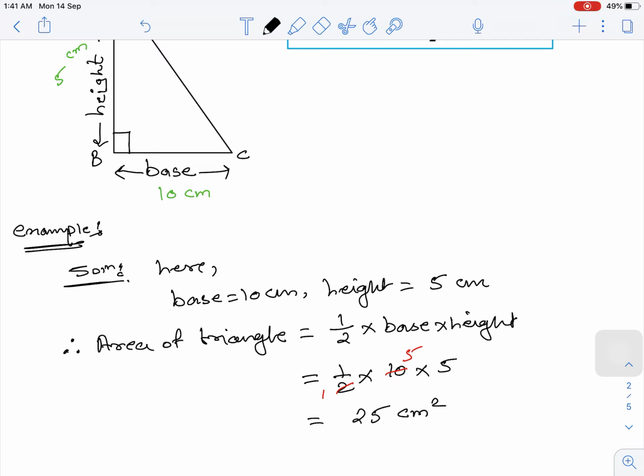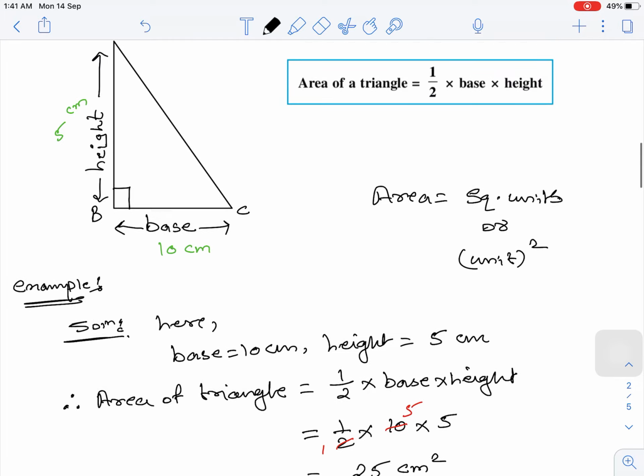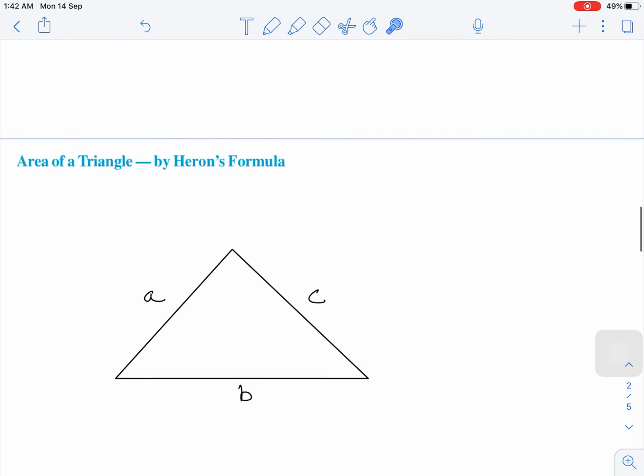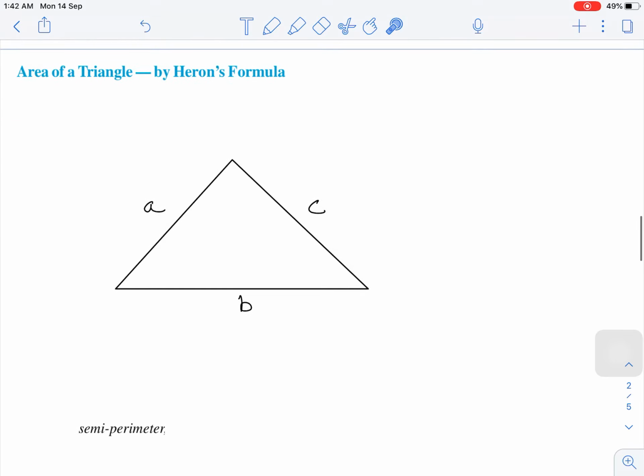So always remember that whenever we are finding area, our units will be either square units, or you can write it in this way, unit square. Now this was related to the case where the given triangle is a right angle triangle, that is, we are given the height and base. Now let us consider a different type of triangle in which we are not given a particular height and base.